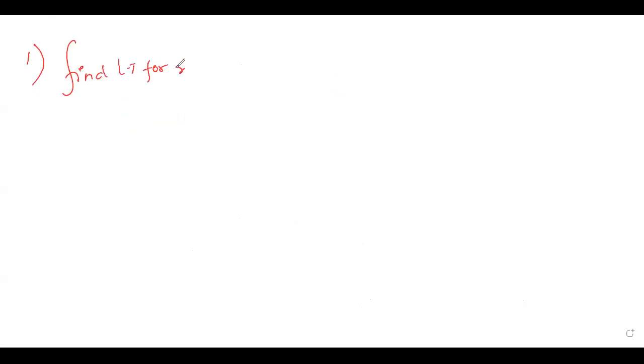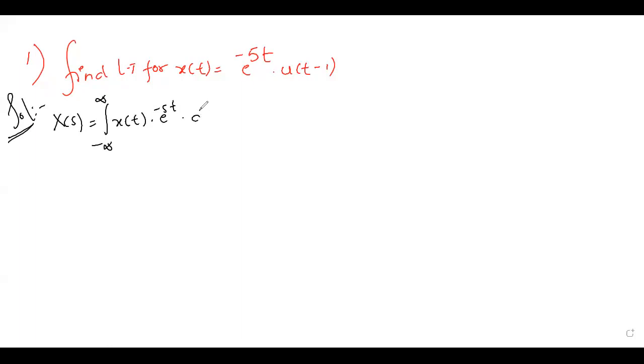Next problem. Find the Laplace transform for x of t equal to e power minus 5t into u of t minus 1. Try to solve this. We can solve this problem using the standard definition as well as using properties. If you go for the standard definition, what do we have? X of s equals the Laplace transform of any signal: the signal multiplied with the kernel e power minus st. In place of x of t, I write the given signal, e power minus 5t into u of t minus 1, into e power minus st dt.